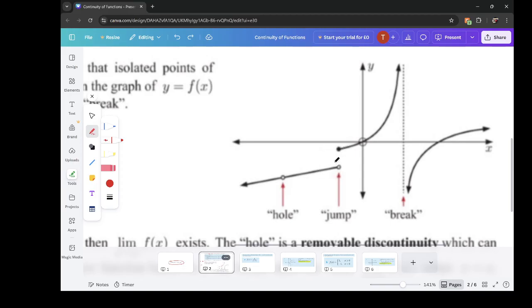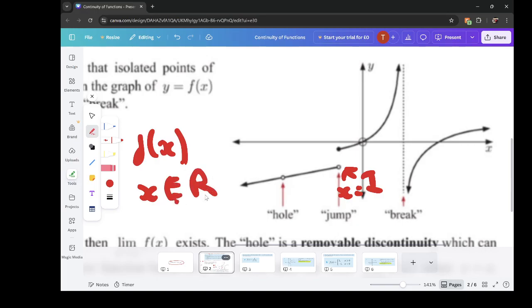And this circle that is given here is a hole, but it signifies that in the f of x function, whatever this point may be, let's say this point is 1, if x is equal to 1, it is not part of f of x. So f is defined for x an element of the real numbers, but x cannot equal 1. That is what this hole means.